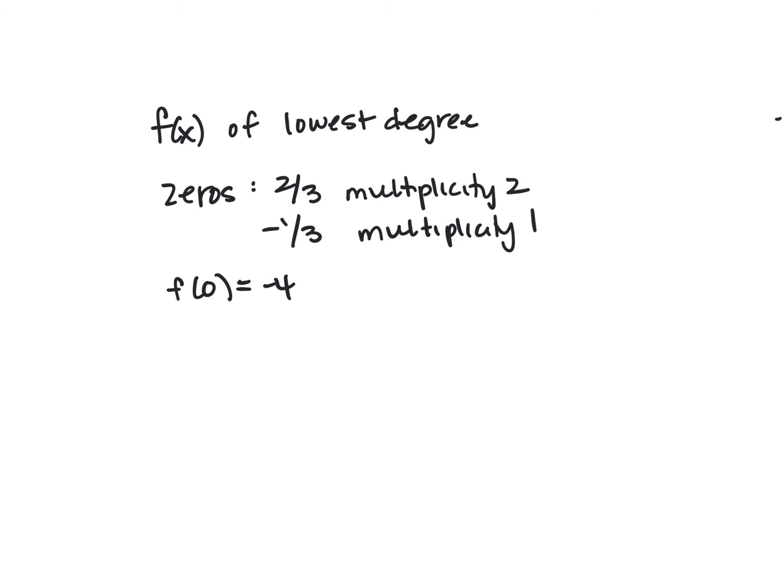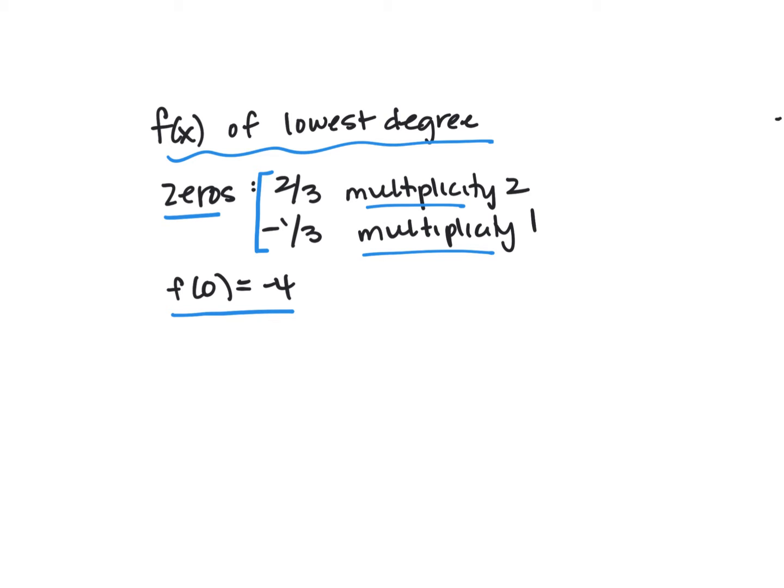All right, this is a problem from Alex, and it wants you to write a polynomial function of lowest degree with these two zeros, 2/3 and negative 1/3. The 2/3 has a multiplicity of 2, and the negative 1/3 has a multiplicity of 1. We also need to have that the y-intercept, that is when you plug in a 0, the output is -4.